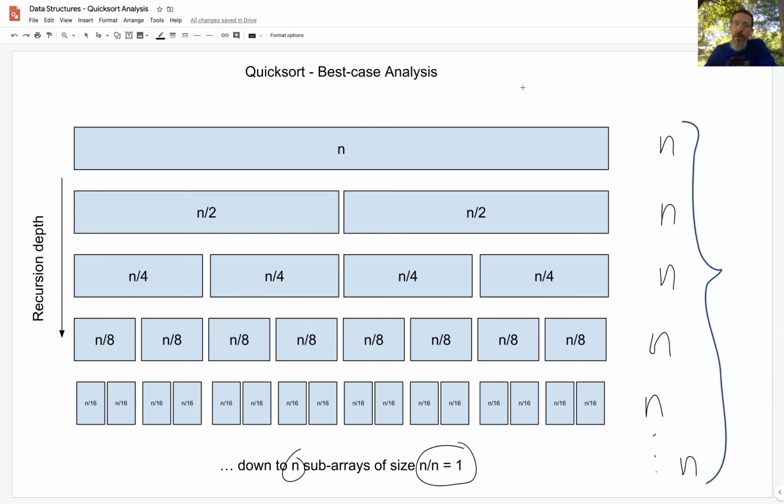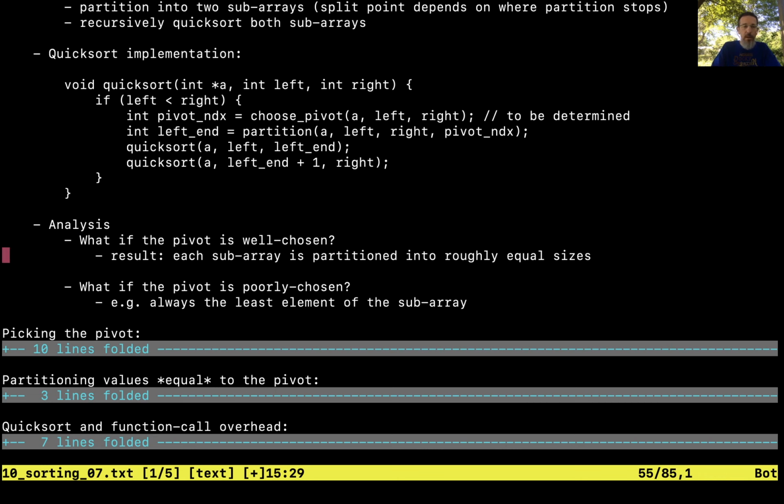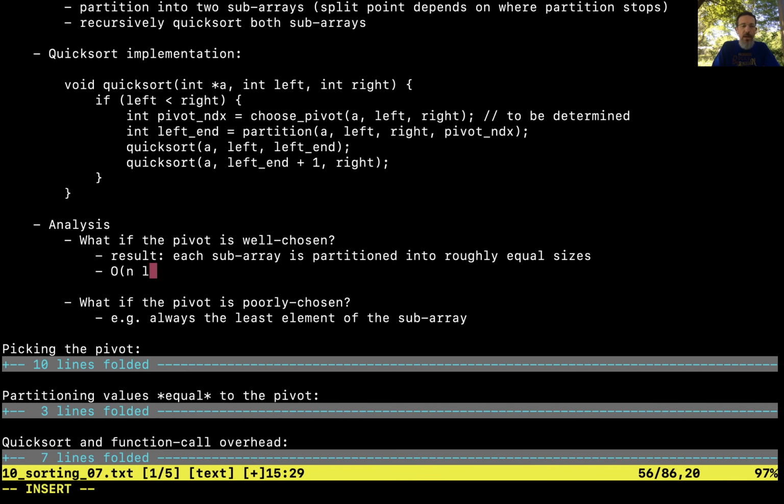So the overall runtime is we have this factor of n, and we have log n of those. So we have that in the best case, this is n times log of n. Okay, so that's where we get our best case analysis for Quicksort. But again, this is if we pick the pivot such that each time we partition, we get equal size subarrays. Okay, so this is big O of n log n. It's also big omega of n log n.